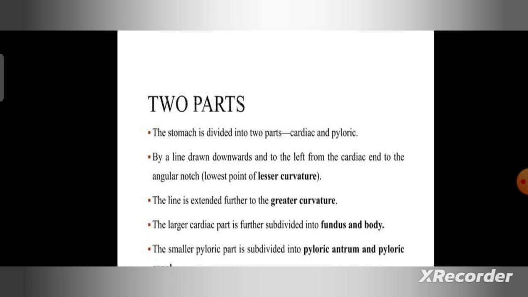So in this presentation, we'll discuss the parts of the stomach. The stomach has two parts, which are cardiac and pyloric. A line is drawn downwards and to the left from the cardiac orifice to the angular notch, and the line is extended further to the greater curvature. The larger cardiac part is further divided into fundus and body, and the smaller pyloric part is subdivided into pyloric antrum and pyloric canal.